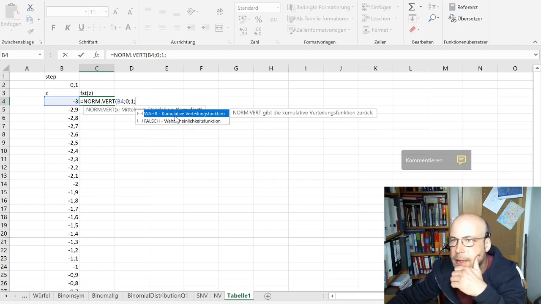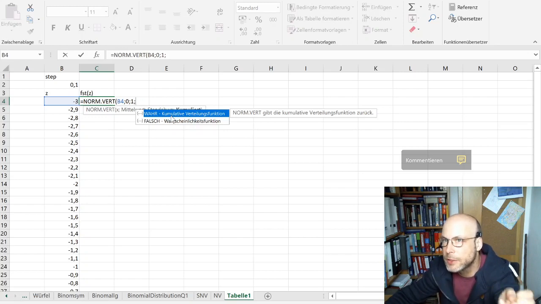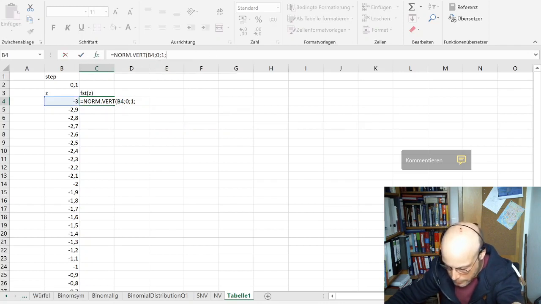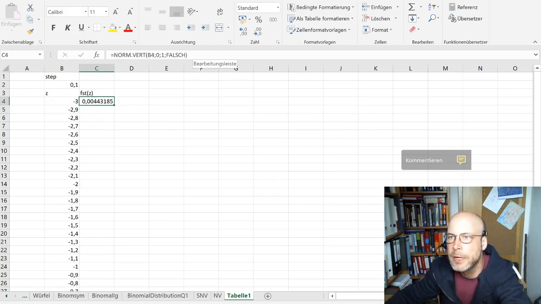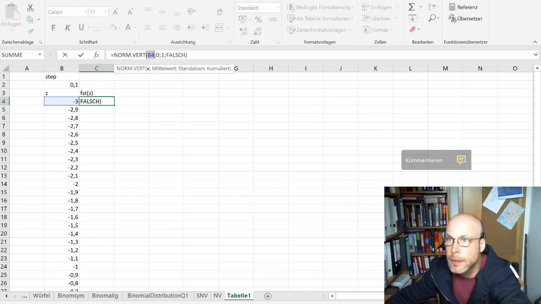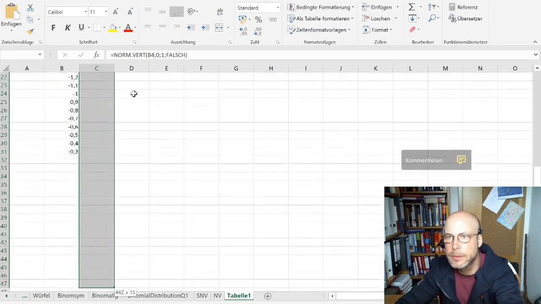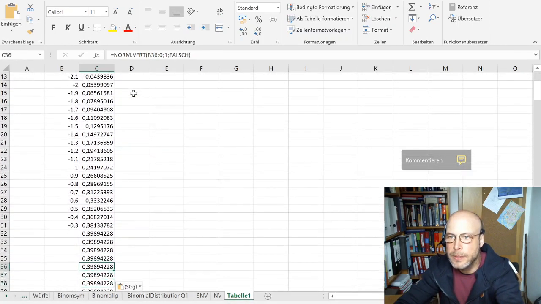And now if we take here cumulated, then it would be the cumulated distribution function, but we want to have the density function, so not true but false. I think I can put in here false, or falsch in German, and then we get this number. And now this B4 here, we can just take down by copying our formula downwards here. And let's go then until +3. Oops. So we have to take this series a bit longer.